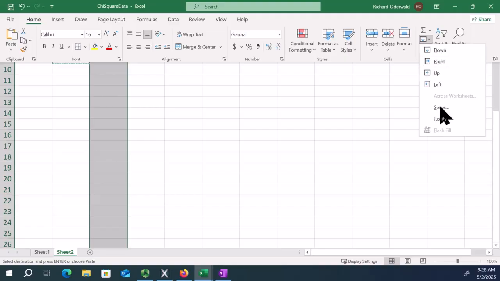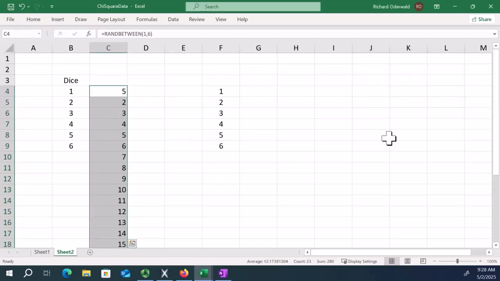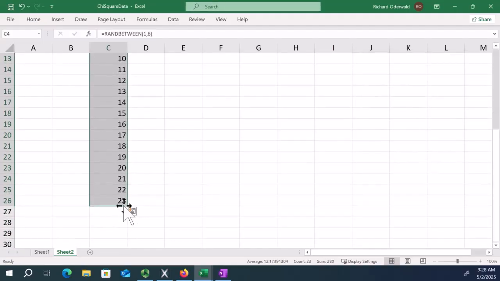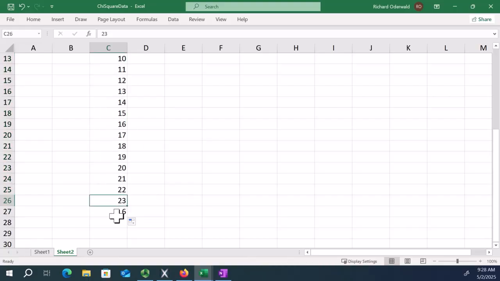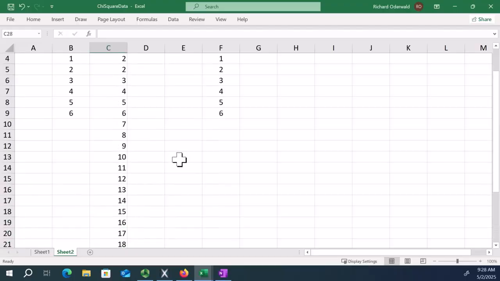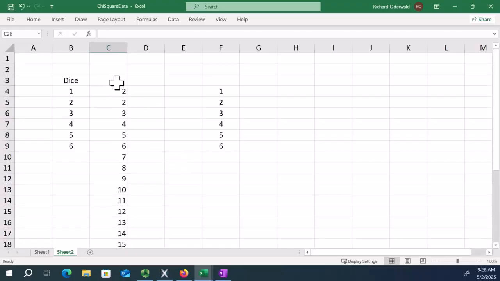Fill, series, 1, and I got almost 24. I don't know how that came about. So these are my, whoop. That's the rand between. Yeah, that's the rand between thing.